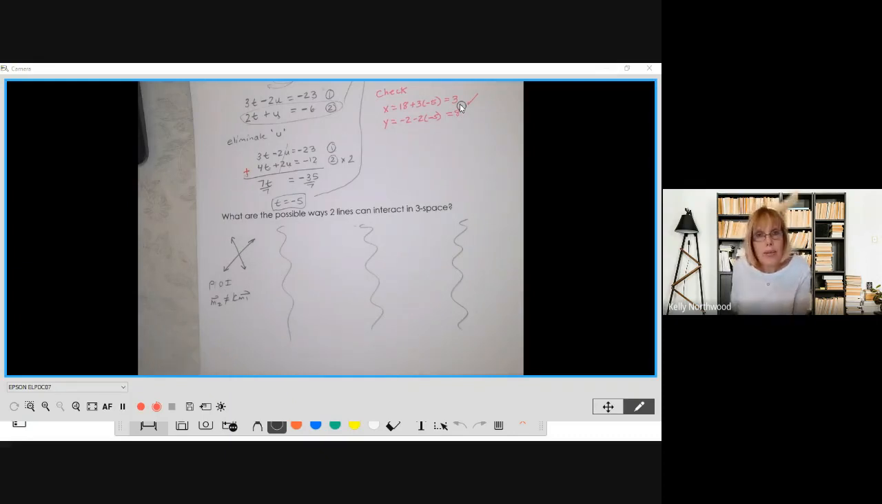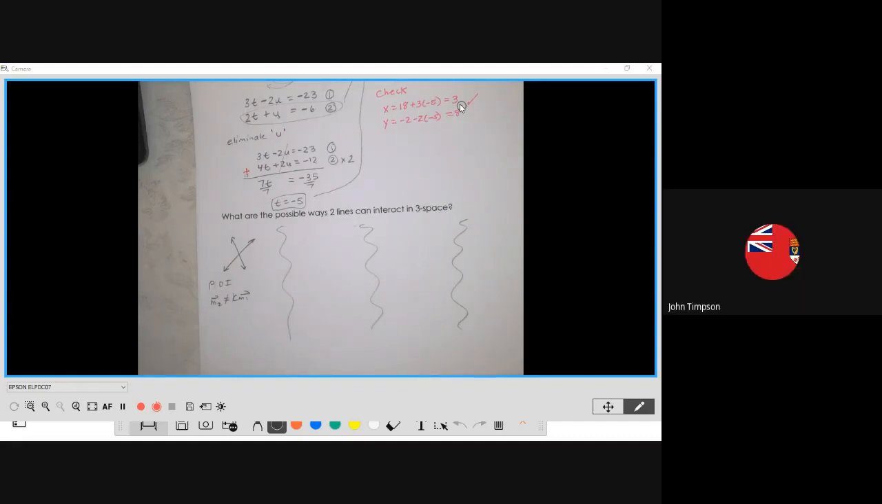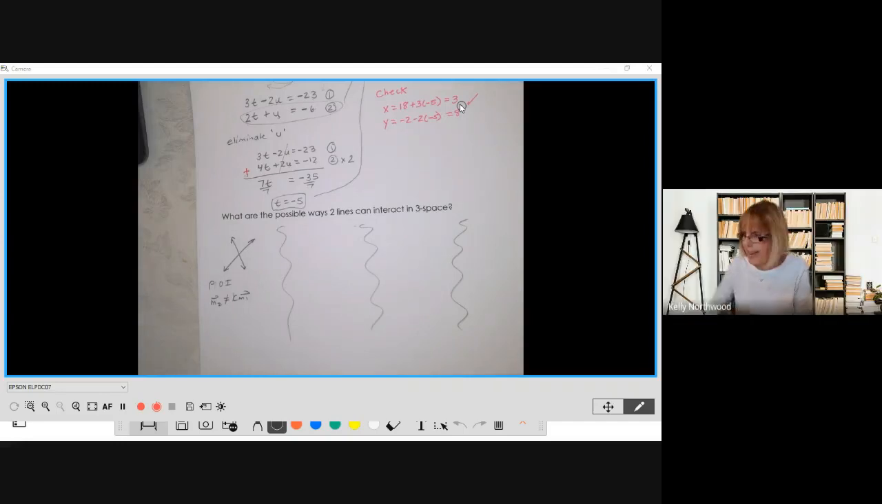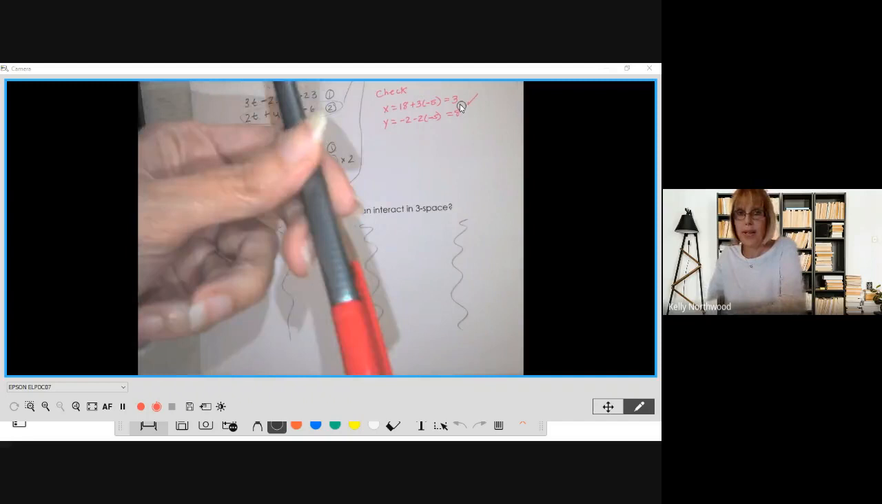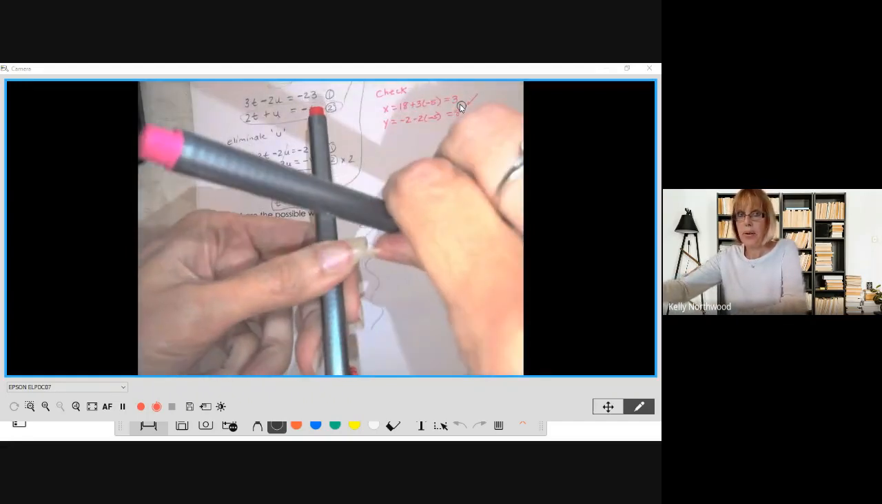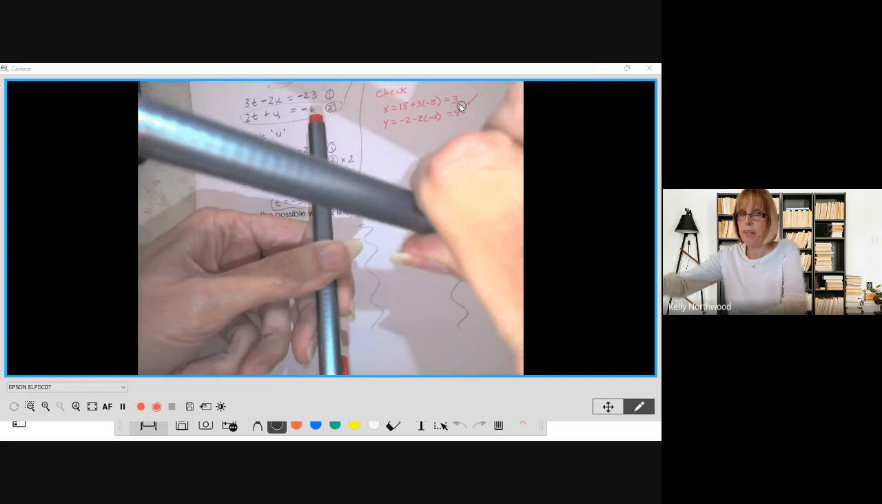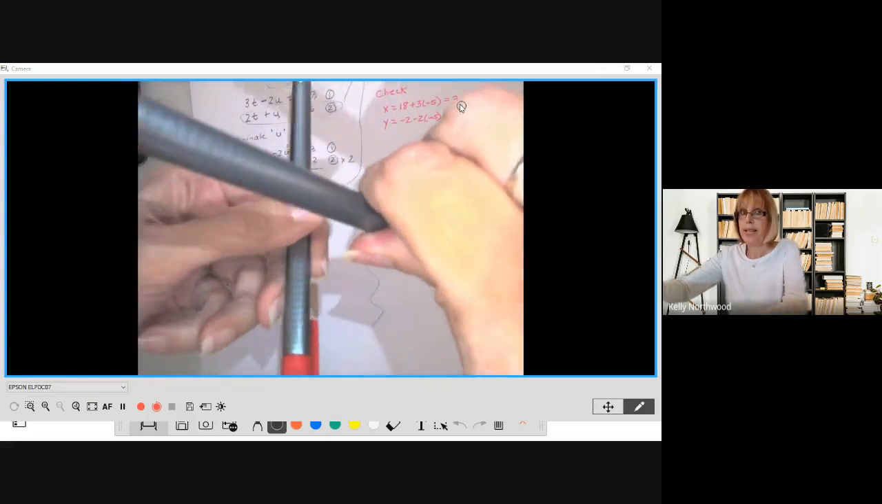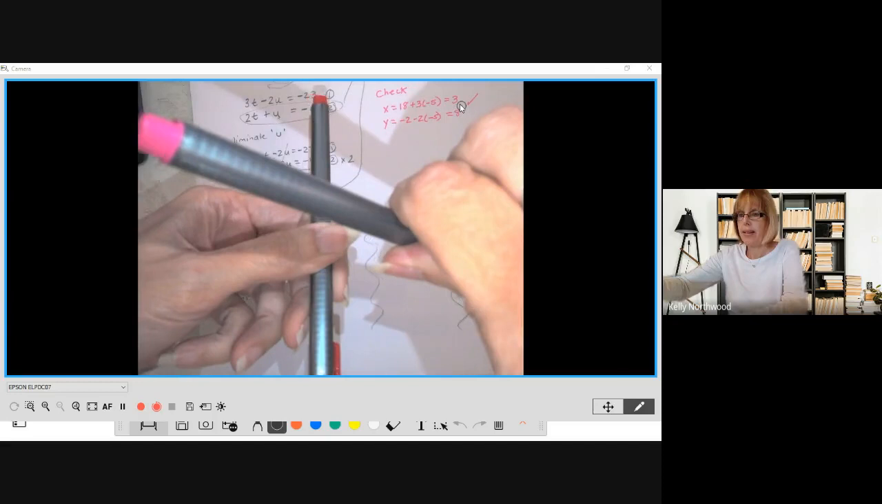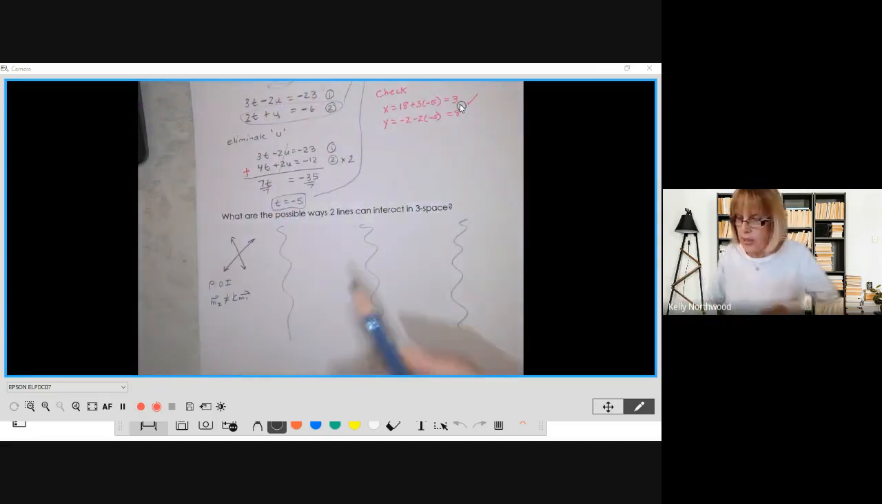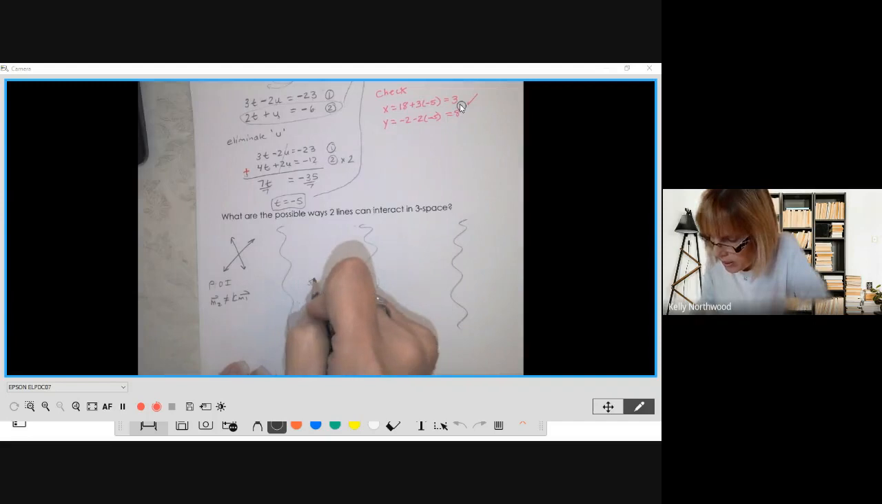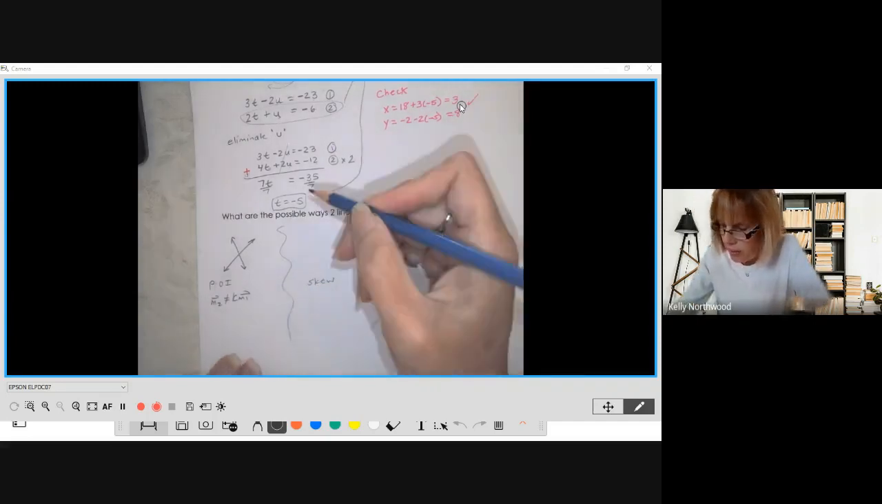Any other possibilities for 3 space? There's 3 more. Can you think of another one? Emma. They could not intersect at all. Okay, good. So here's one, here's the other. See how they're not parallel, but they don't intersect at all because one's above the other one? But they're definitely not parallel. Does everyone see that? That's got a special name. It's called skew, okay? So they could be skew.